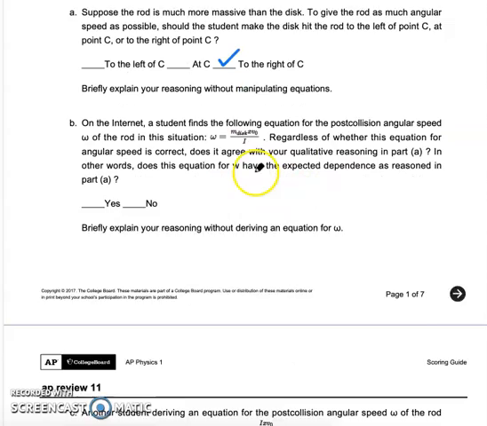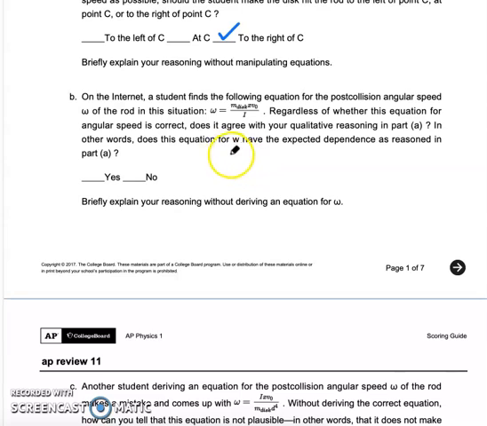Okay, now things seem to get real complicated real quickly, but if you read carefully, this is not so bad. So imagine that a student finds an equation on the internet given by this, and they don't want you to worry about right now if it's correct or not, but does it agree with your reasoning from part A? Okay, does the equation for omega have the expected dependence?